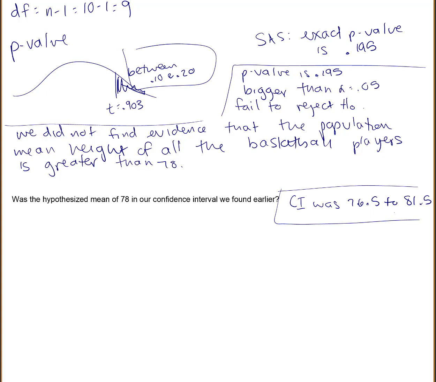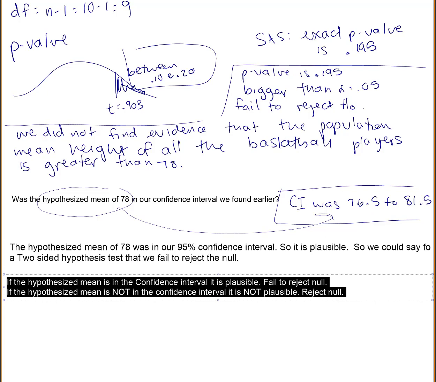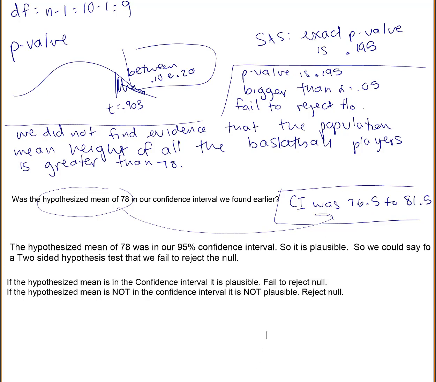So we think any value between 76.5 to 81.5 could be very plausible for our population mean. Well, if we have a hypothesized mean of 78, and if 78 is inside this confidence interval, that would mean that 78 seems fairly plausible. So we could say that because the hypothesized mean of 78 was in our 95% confidence interval, it's plausible, it's believable.